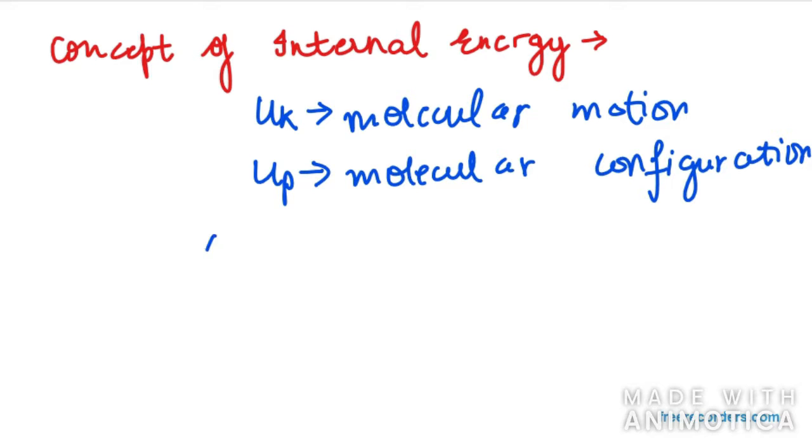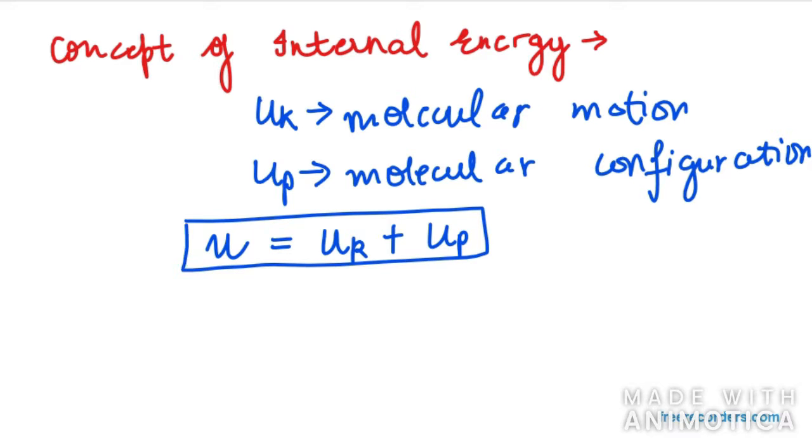So the total internal energy is denoted by U equals UK plus UP. This is the formula for total internal energy. In that we have molecular motion, in that we have molecular configuration. We need to take into account both the energies.